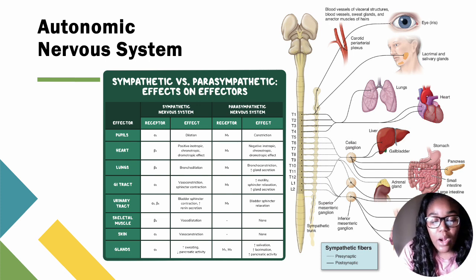We have our skin that is vasoconstricted because we don't necessarily worry about our skin when we're fighting or flighting. And then with our glands, we do have an increase in sweating because of all of the things that are happening. We may be running or we may be fighting, whichever. We do have an increase in our sweat glands.